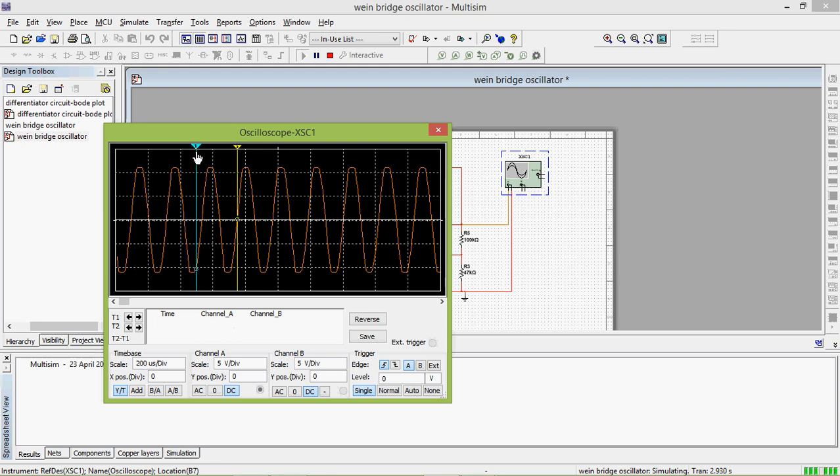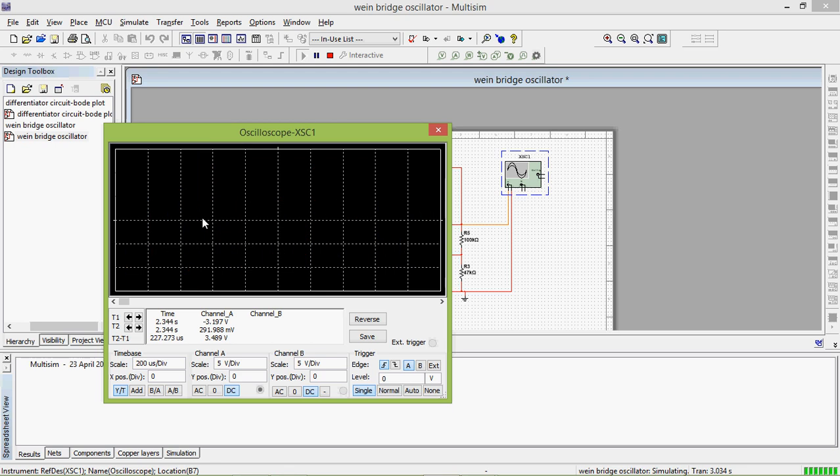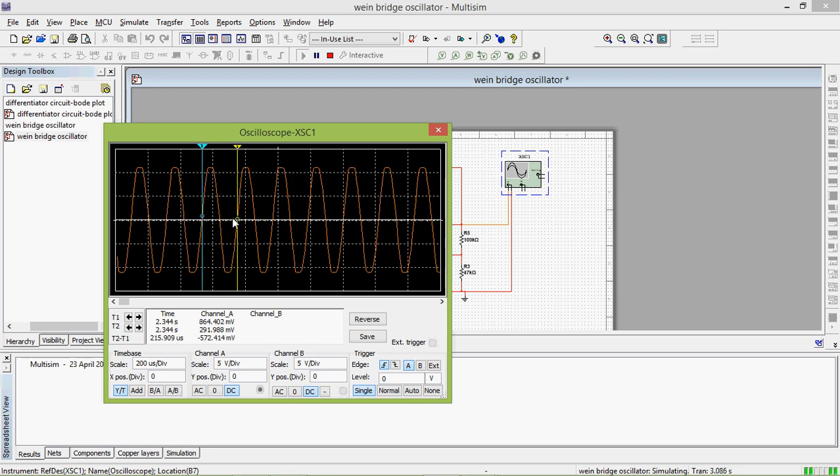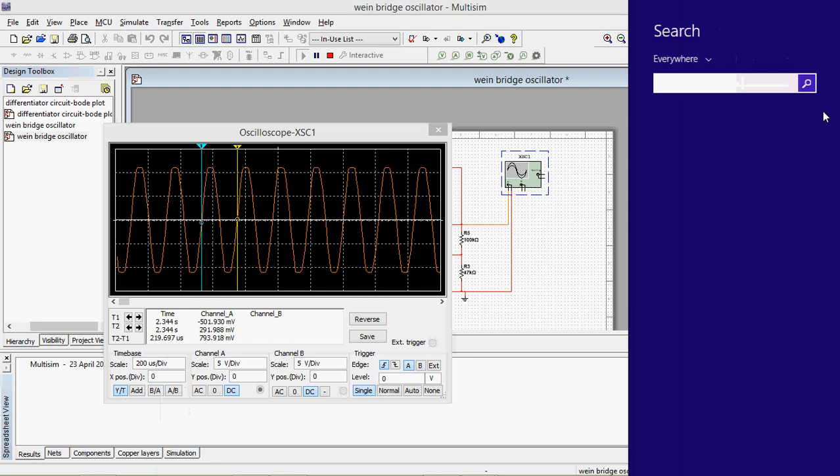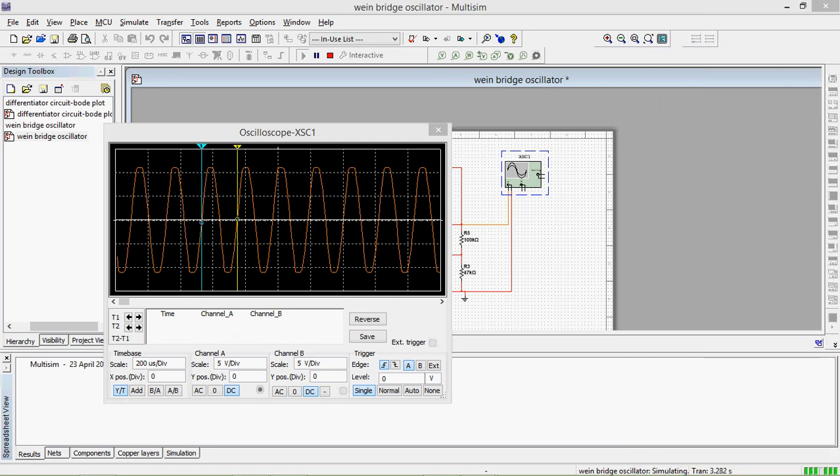So you fix both the spikes for one period of cycle of this signal. I have got this one starting from positive, and then this yellow spike ended at negative. So the one cycle time period is T2 minus T1, which is exactly 219.697. We can take it as 220 microseconds. So the time period is 220 microseconds.